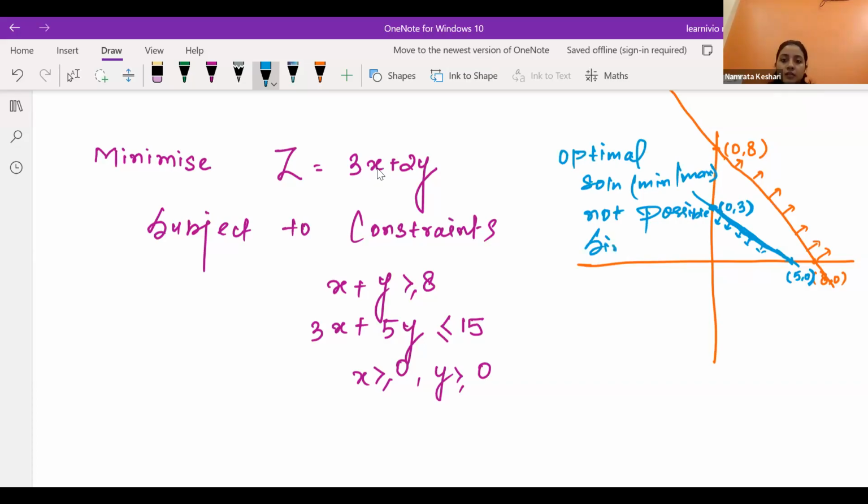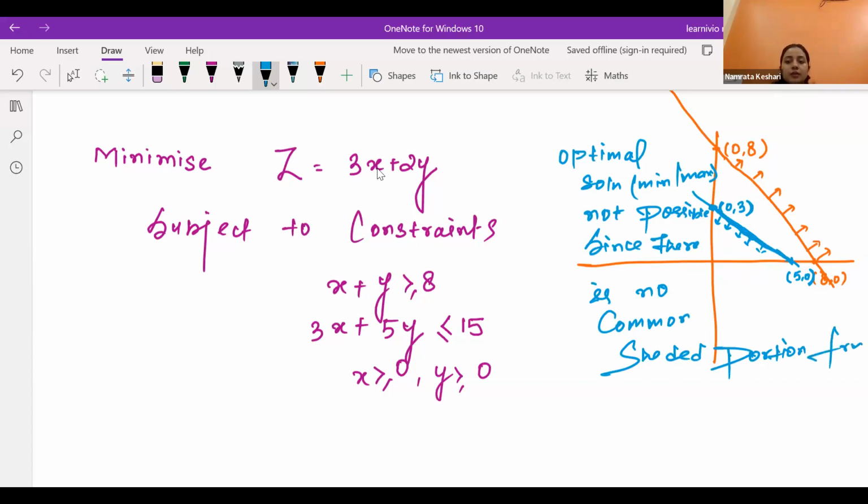Since there is no common shaded portion from both the inequalities, hence the solution doesn't exist.